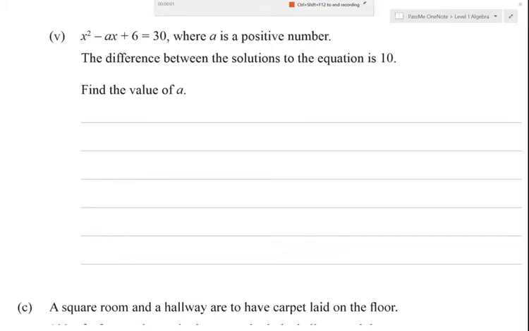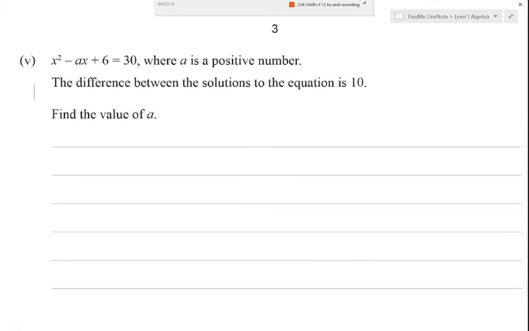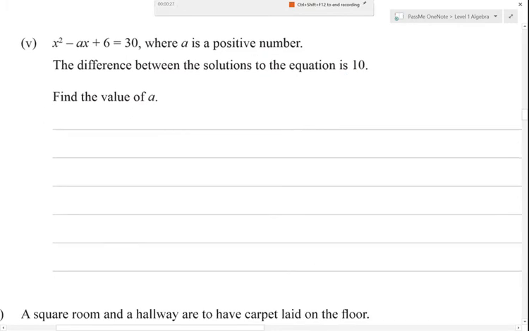Okay, here's our next question, question 1, and here we're also looking at a possible excellence question where we're asked to solve this, well, not solve this equation, but find a value of a that will make this equation work. And all we're told is that the difference between the solutions is 10. So that just means if we subtract one solution from another, we get 10.